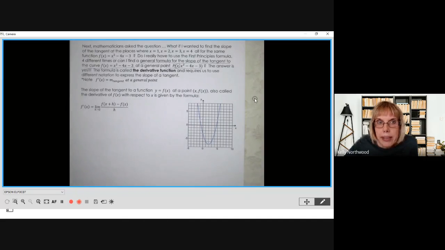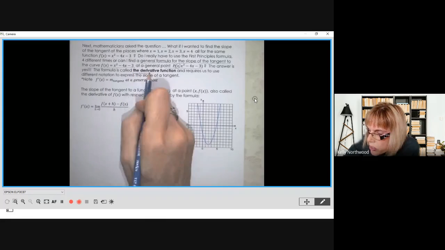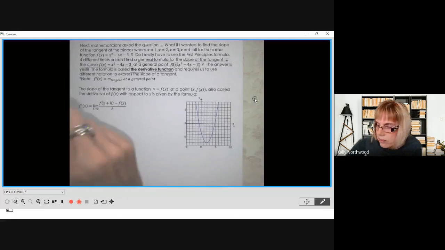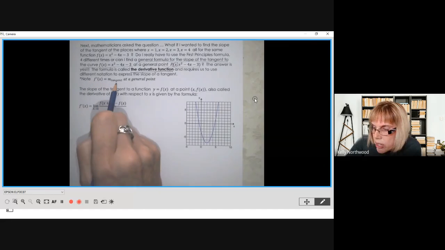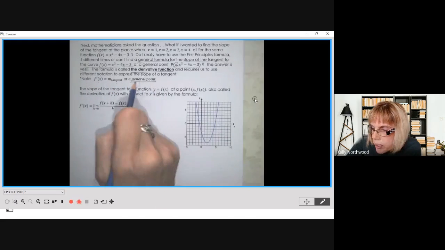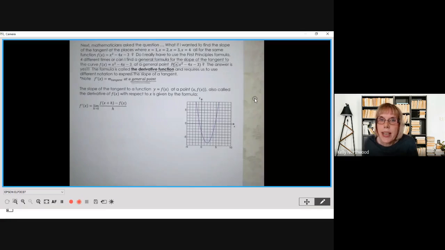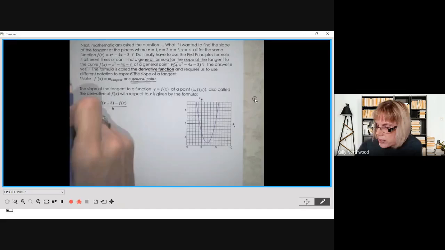So you can make a formula, and that formula will give you the slope of the tangent at that specific function. It would be called the derivative function, and it requires us to use different notation to express the slope of a tangent. So note that f prime at x means you're finding the slope of a tangent at a general point. So at any point or a general point x, not at a specific point a. Okay, so the slope of the tangent to a function y equals f at x at the point x, f at x, is also called the derivative of f at x with respect to x, and is given by this formula. So this is an important formula.